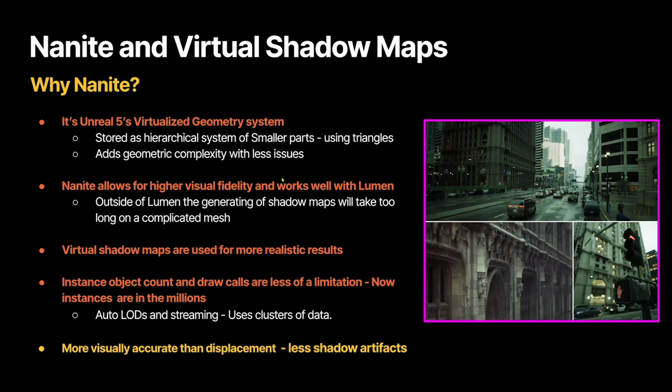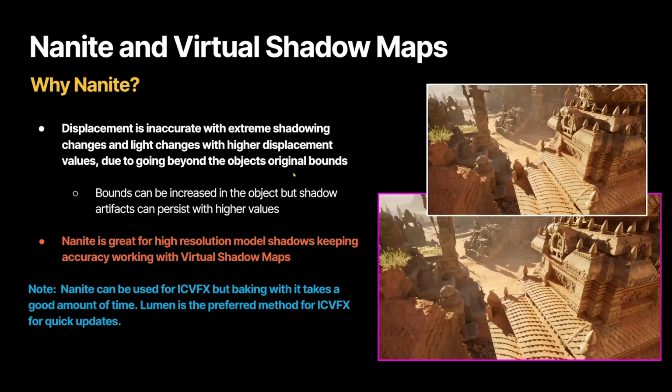Again, it's more visually accurate than displacement and has fewer shadow artifacts. So you can see an example here off to the right. The one at the top is the old school LOD, baking, and regular light maps. Down below we have Nanite, so we can bring in a higher resolution model. We're using virtual shadow maps, and we're using Lumen, and you can see it's actually quite different.